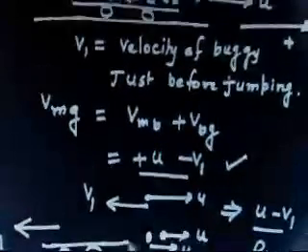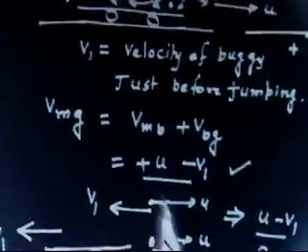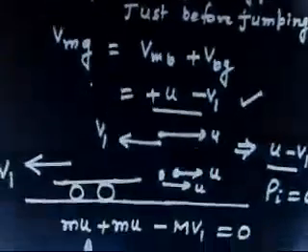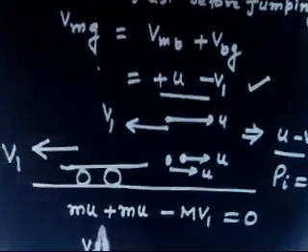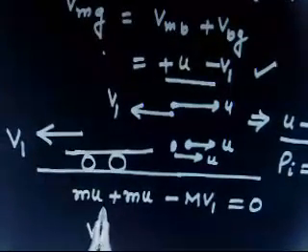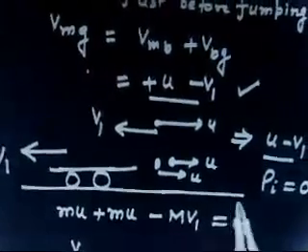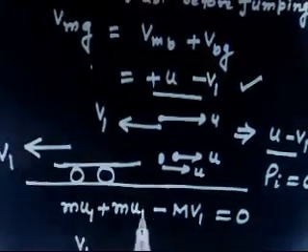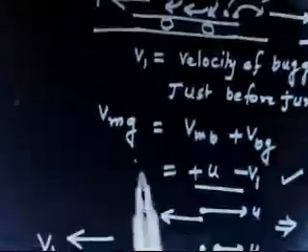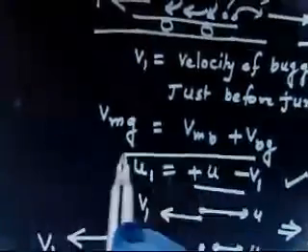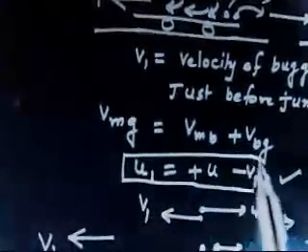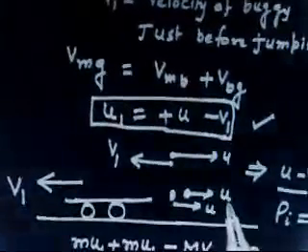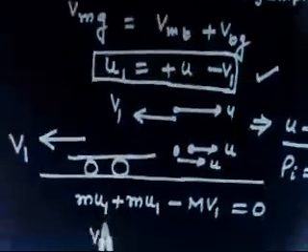U is nothing but v1, velocity of man with respect to ground. So basically I have to plug here velocity of man with respect to ground, not u. So let us call this u1, that is, velocity of man with respect to ground is u1, because the given u is with respect to buggy. So u1 is the velocity of man with respect to ground.